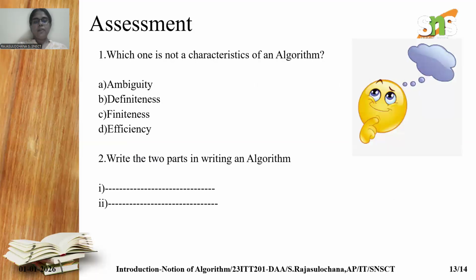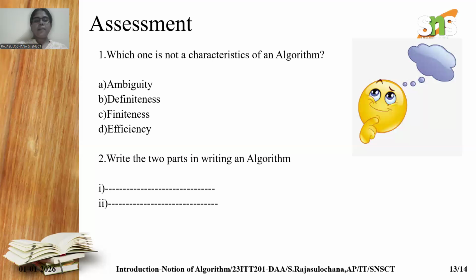So now, here is an assessment for you to evaluate your understanding. Which one is not a characteristic of an algorithm? Of all the four, which one is not the characteristic? We have seen ambiguity. It is not the characteristic. Definiteness is also a characteristic. Finiteness is yes, and efficiency may not be a characteristic.